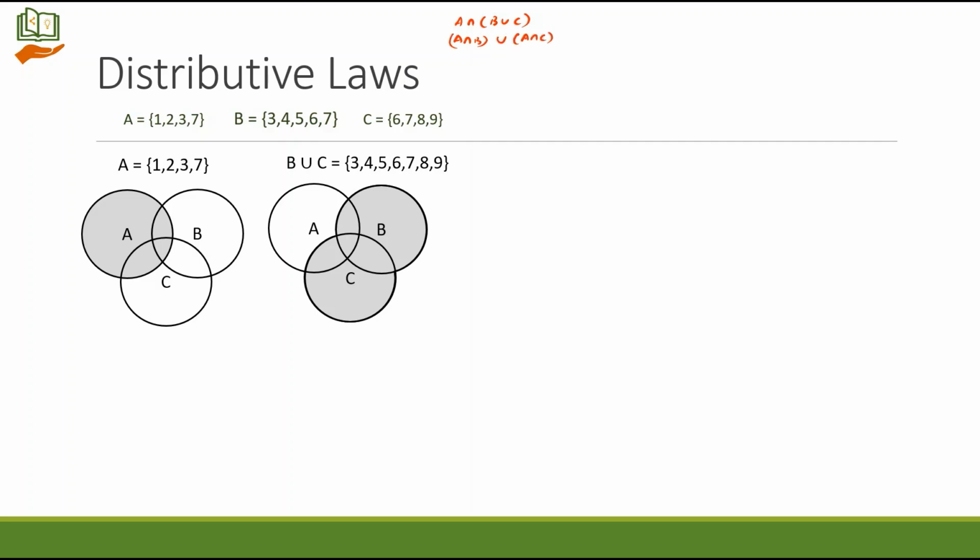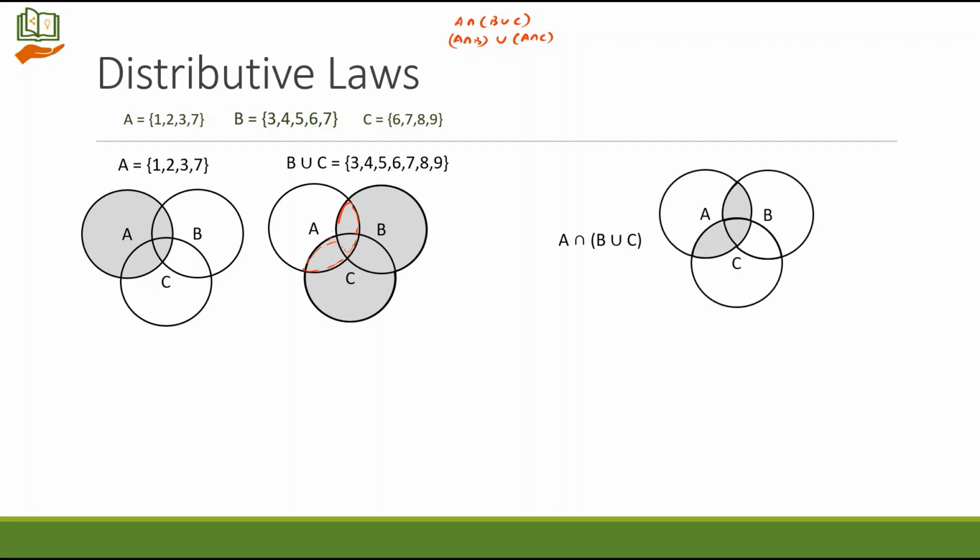Now let's try for A intersection B union C. This is the intersection part. So 1, 2, 3, 7 from A, B union C will give 3, 4, 5, 6, 7, 8, 9. What is the intersection part? 3 and 7 are the intersection part. So we have 3 and 7 here.